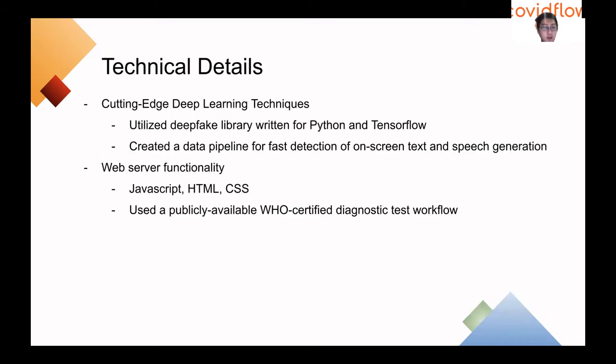So for the technical details, we used several cutting-edge deep learning techniques. First, we utilized a deepfake library that was written for Python and TensorFlow. Then we created a data pipeline for the fast detection of on-screen text and speech generation. As for the web server functionality, we used JavaScript, HTML, and CSS. And we utilized a publicly available WHO certified diagnostic test workflow known as Informatica.